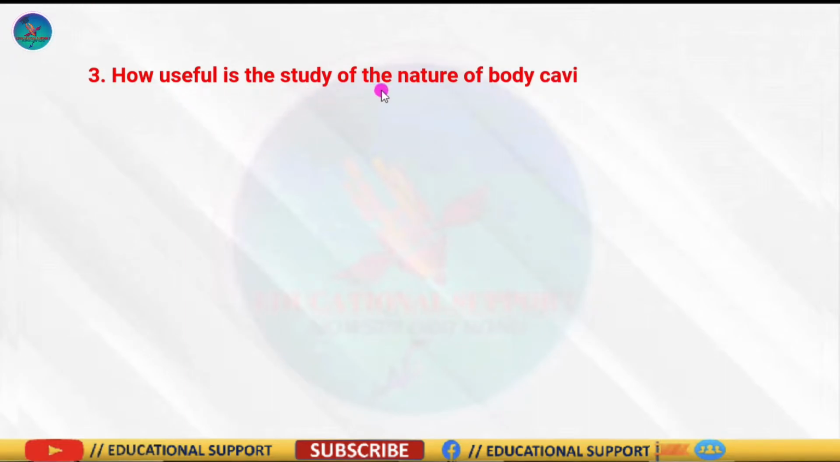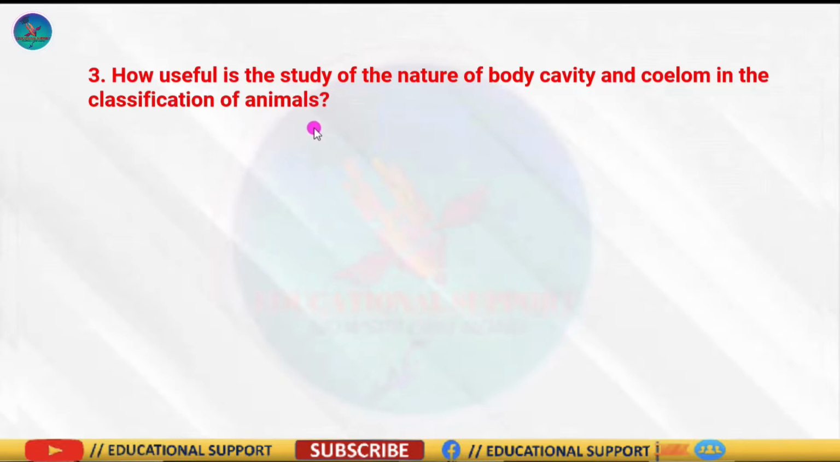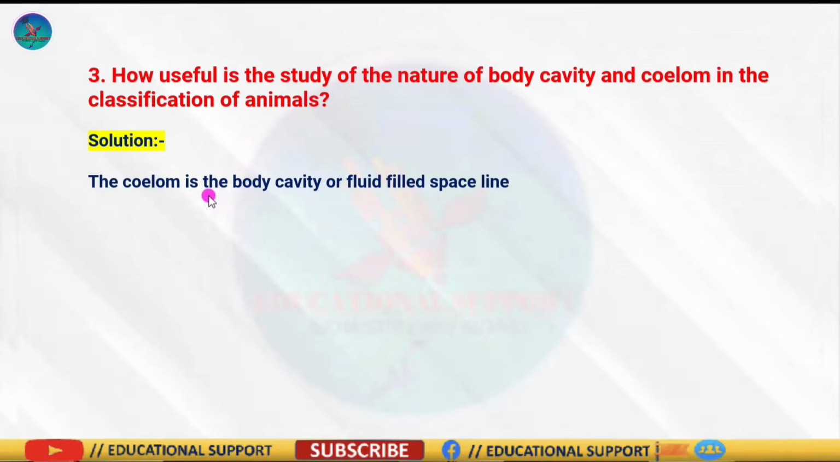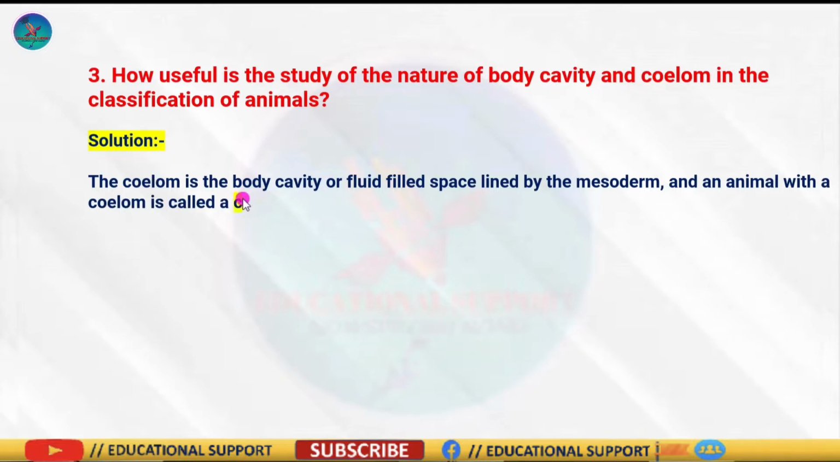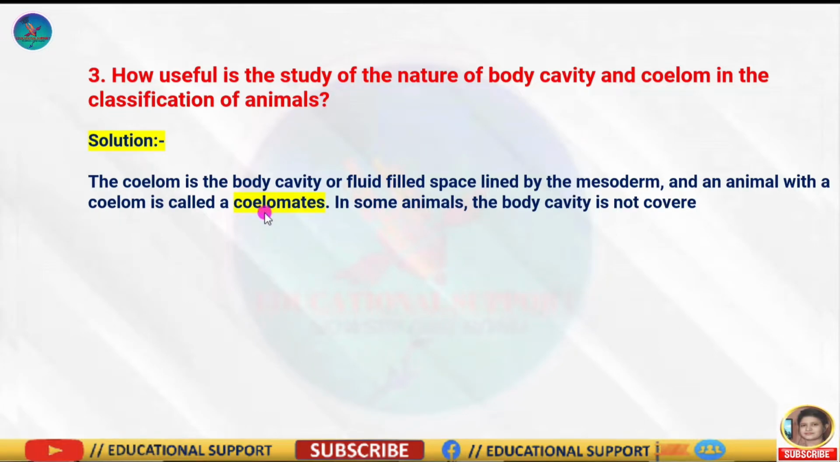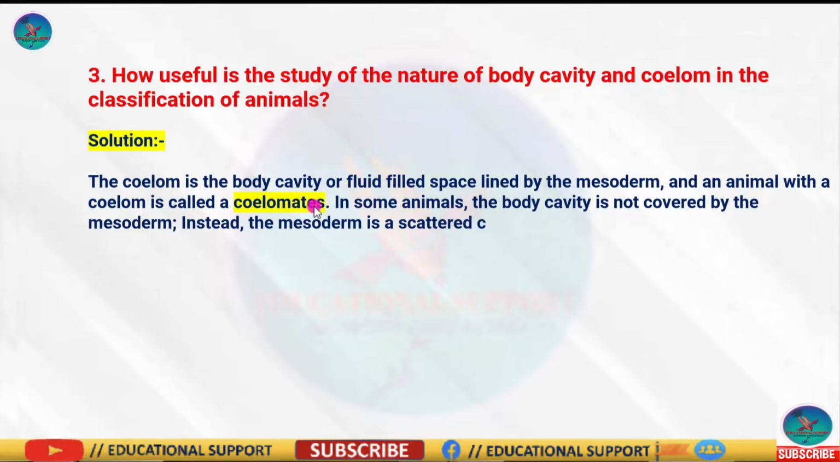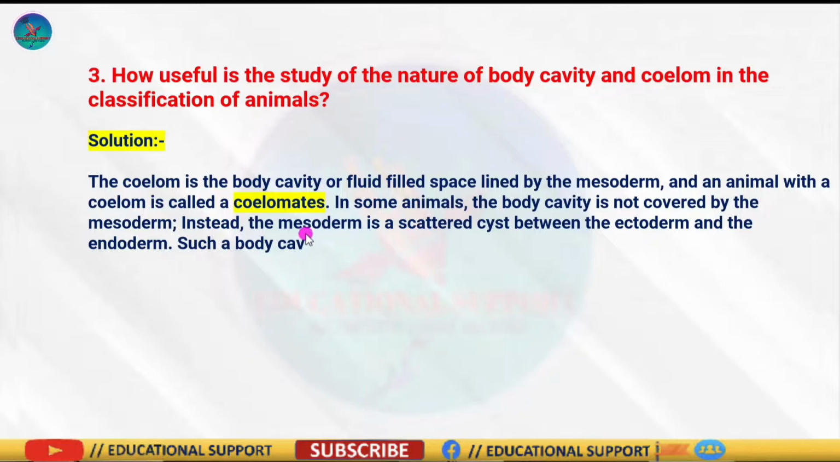So question number 3 is, how useful is the study of the nature of body cavity and coelom in the classification of animals? So the nature of body cavity and coelom is very important in classification. The body cavity which is lined by mesoderm is called coelom, and the animals possessing coelom are called coelomates. The animals in which the coelom is absent are called acoelomate animals.